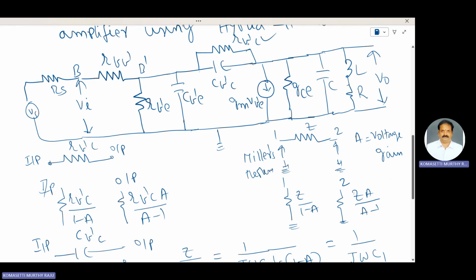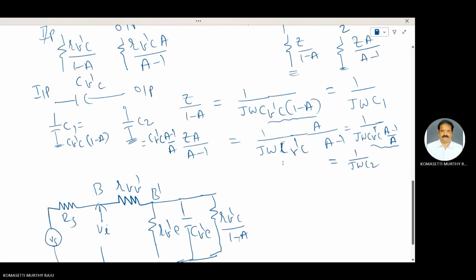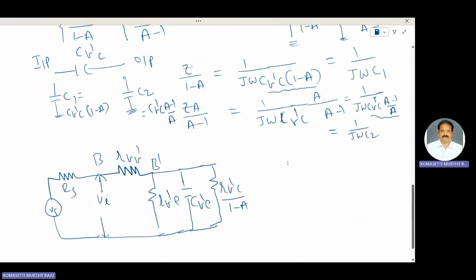According to Miller's theorem, this RB'C is divided into two resistances, RB'C by 1 minus A at the input side. And one more capacitance is also there, that is CB'C, which at the input side is C1. This is the input side circuitry.